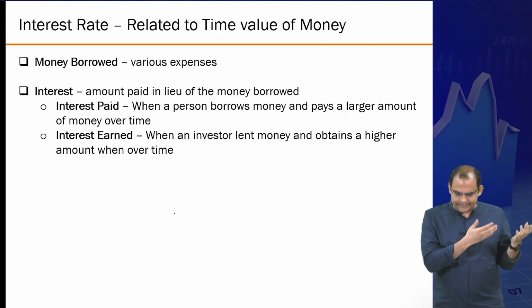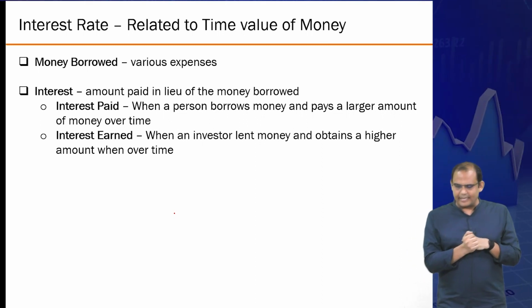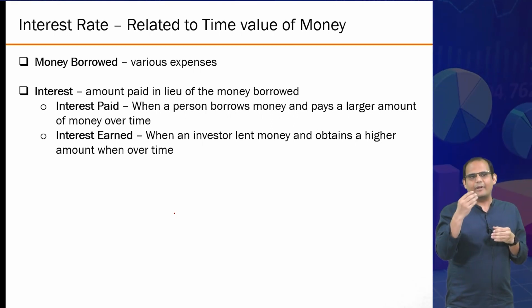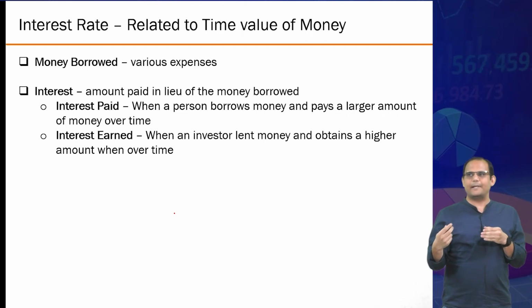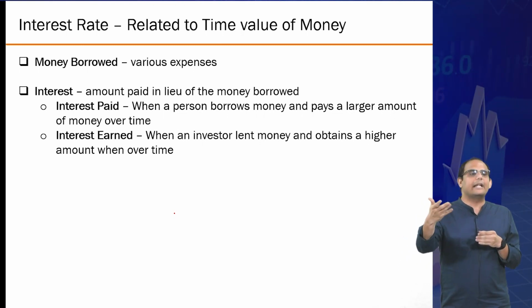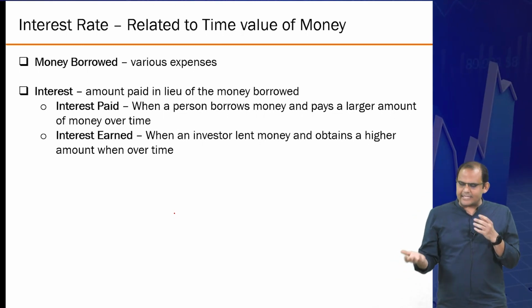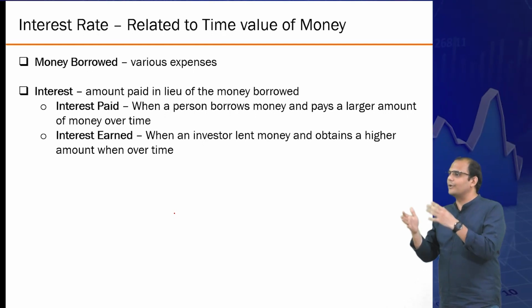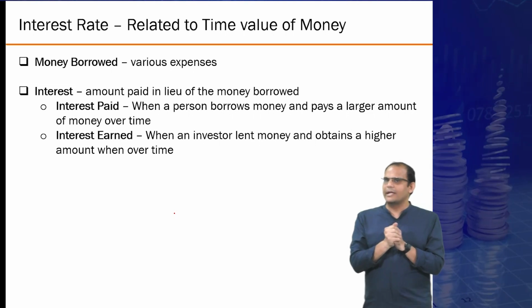Because interest is paid when a person borrows money and pays a larger amount of money over time. If you borrow 100 rupees today, if the interest rate is positive, you are expected to deliver, let's say, 110 rupees tomorrow, right? Interest earned for an investor is the same difference that you have additionally gotten based on the original money. It's called the interest earned.